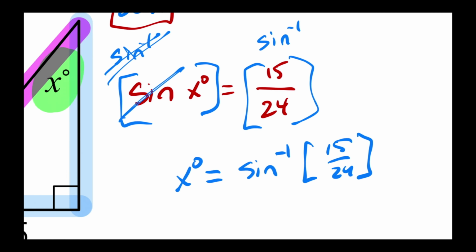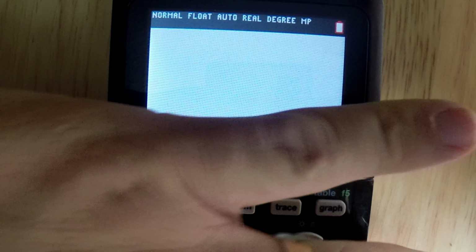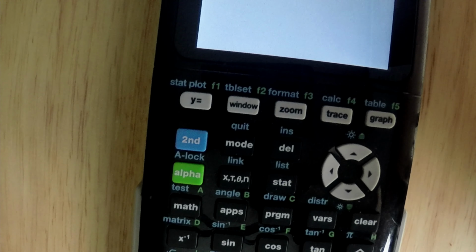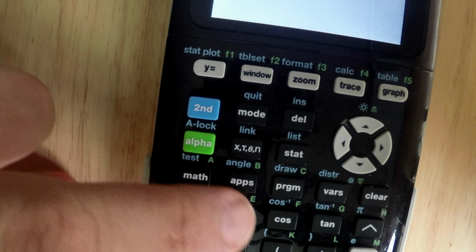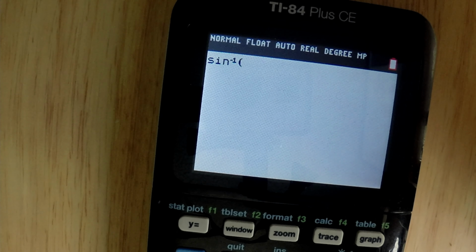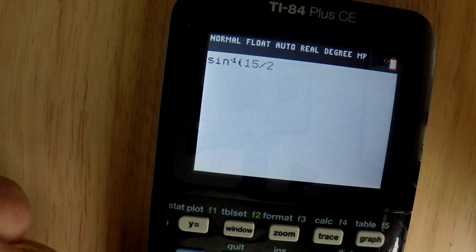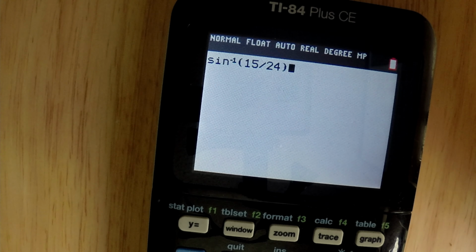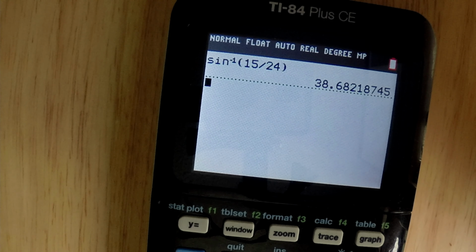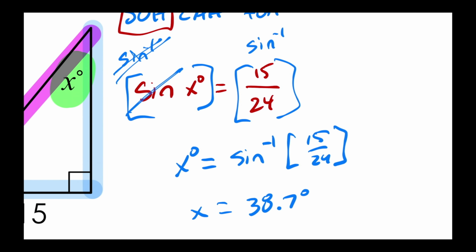And so how the heck do we do this, mister? I'll show you with your handy dandy calculator. So you go over here, and then you hit second, and then sine, and then that'll give you the inverse sine. And what are we taking the inverse sine of? 15 divided by 24. And then you hit enter, and there it is, 38.7 degrees.